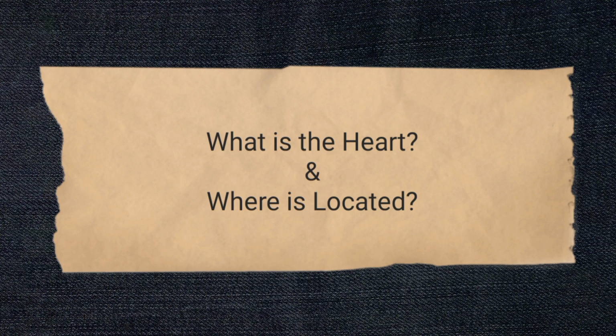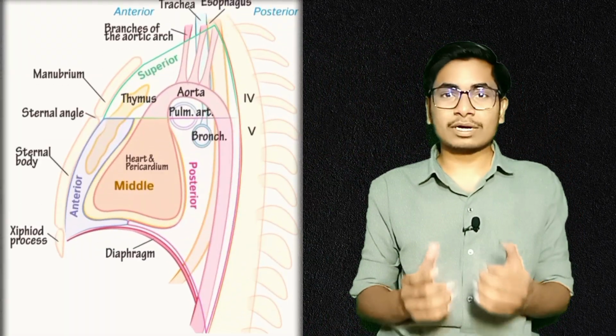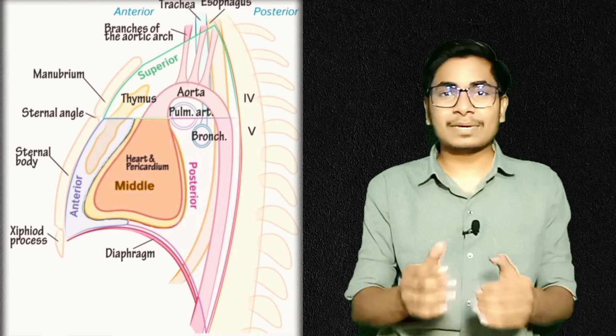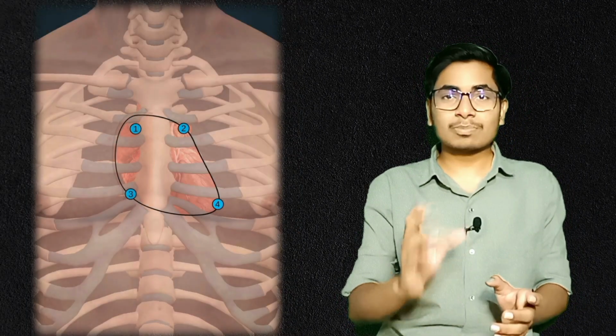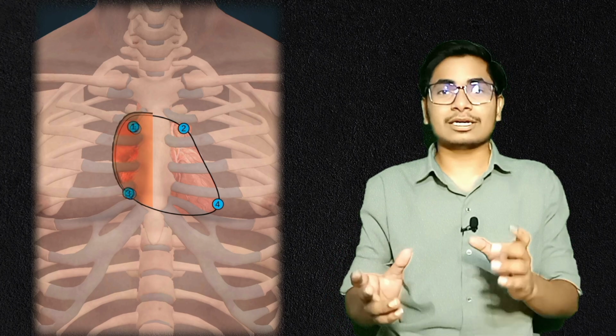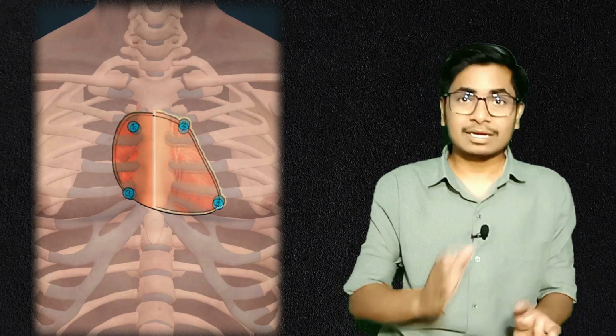After studying the importance of the heart, now we learn what the heart is and where it is located. First, what is the heart? The heart is a hollow muscular organ. And where is it located? It is located in the middle mediastinum and placed obliquely behind the body of the sternum in such a way that one third of the heart lies on the right side and two thirds lies on the left side of the median plane.